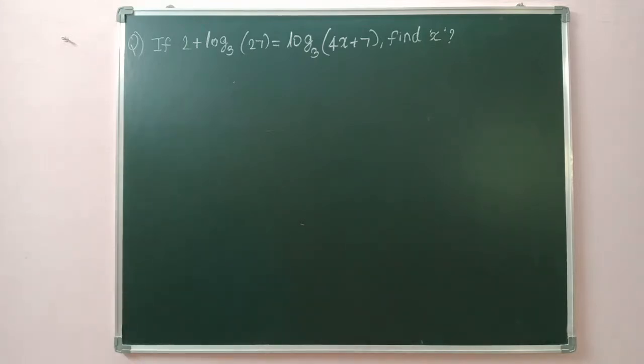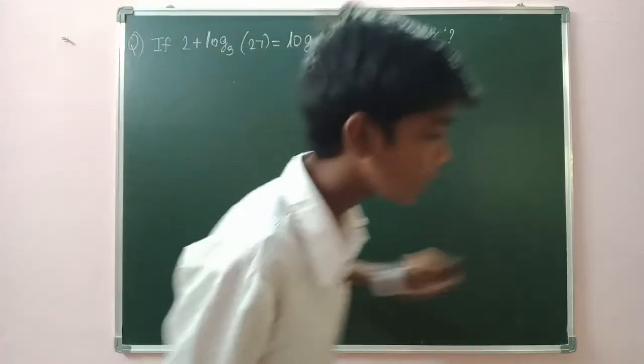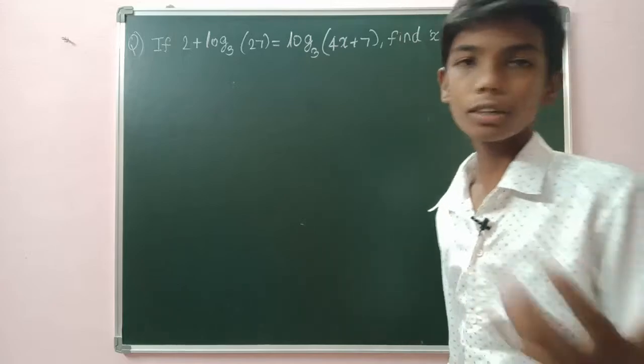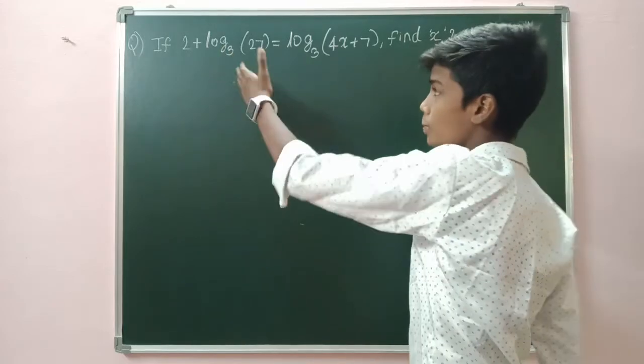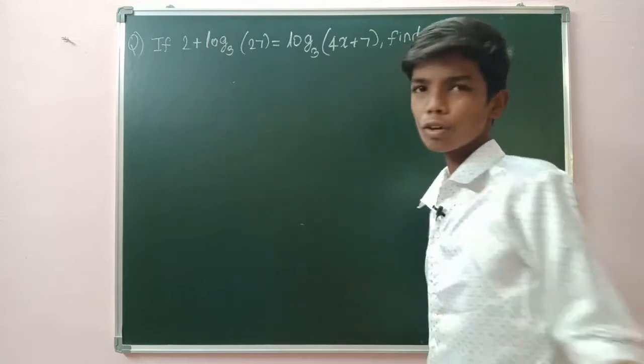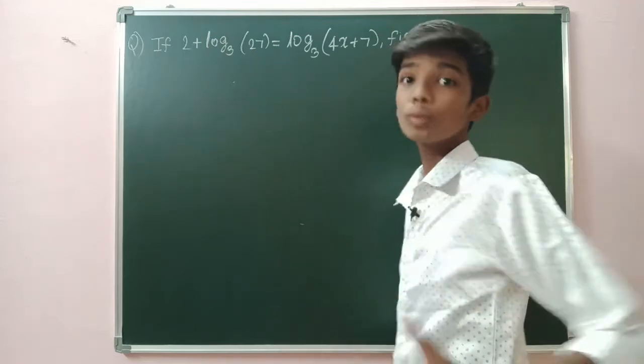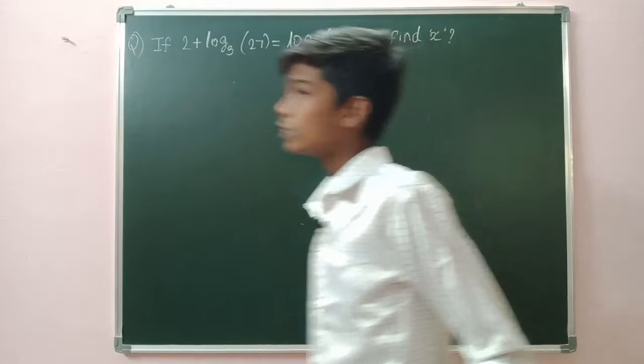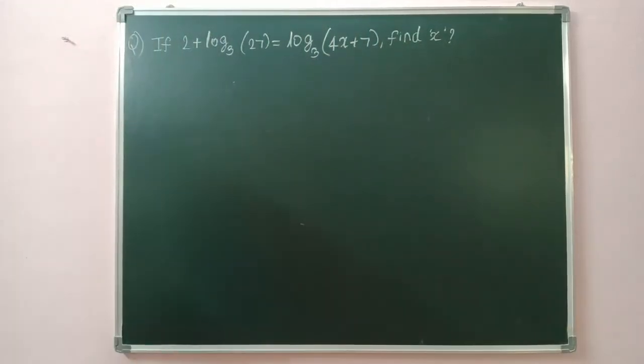So people, what you are supposed to do here is, in the LHS, I am having 2 plus log to the base 3 of 27. Okay, so you can read it in two ways. I am reading it as log to the base 3 of 27. You can also read it as log of 27 to the base 3. That's how most people read it. Okay. So in the LHS, I am having this kind of expression.